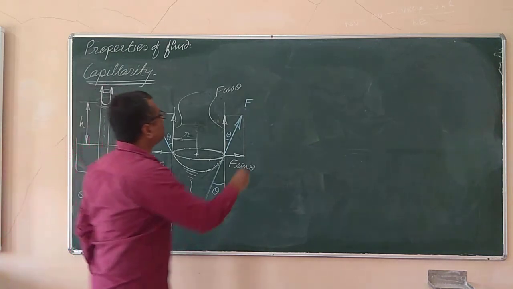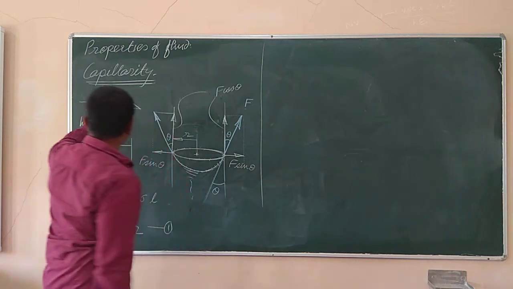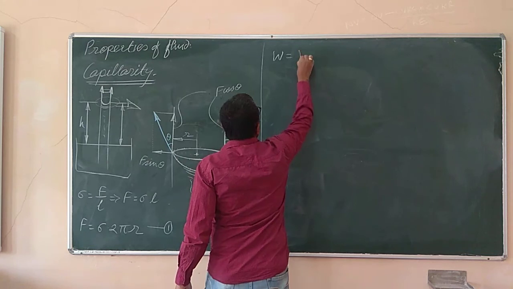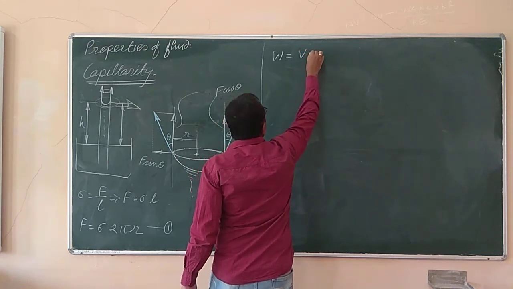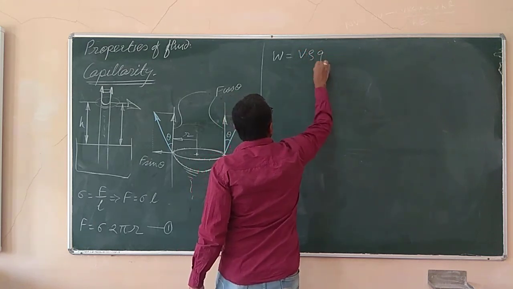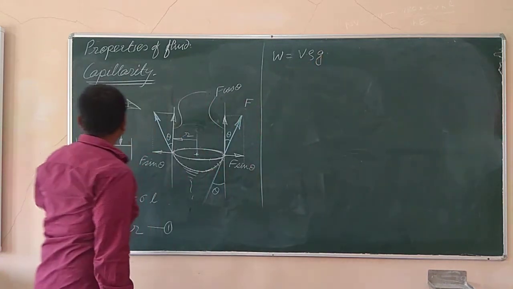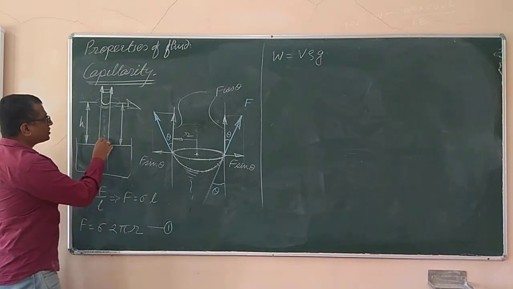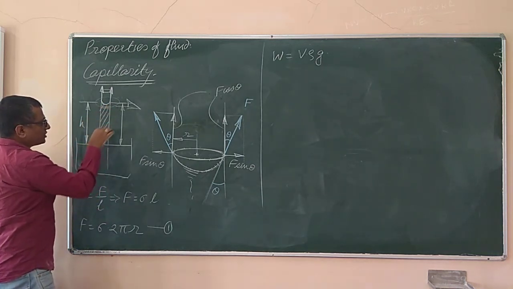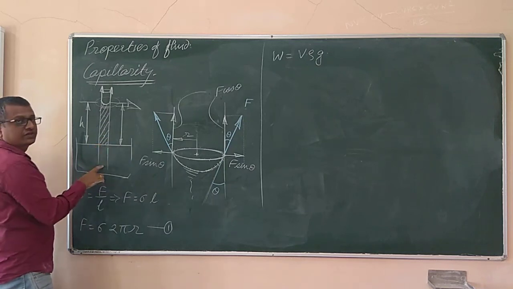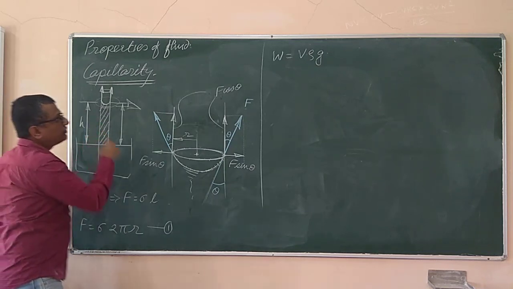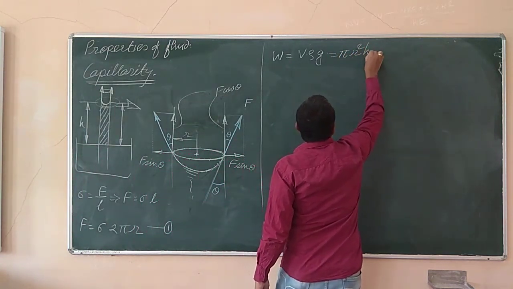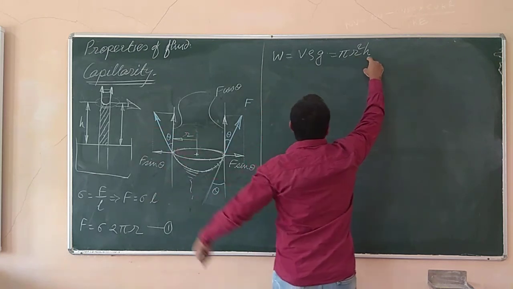The second equation, the weight of the liquid column will be equal to the volume of that liquid into density, which will be the mass, and into acceleration due to gravity, which will be the weight. So, how much is the volume of this liquid region in the capillary tube above the free liquid surface? See, we are taking down the weight of this much liquid only, not the liquid below the free liquid surface. So, its volume is equal to pi r square h, where pi r square is the base area of the tube into the height h will be the volume.